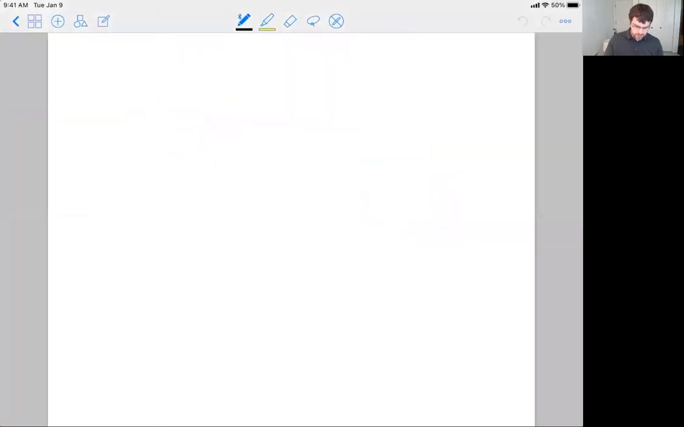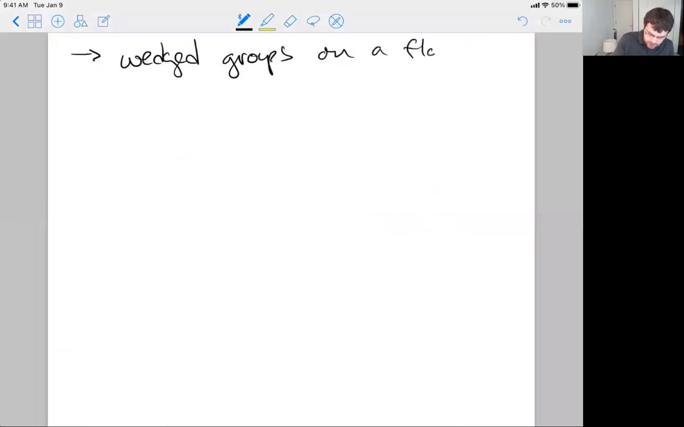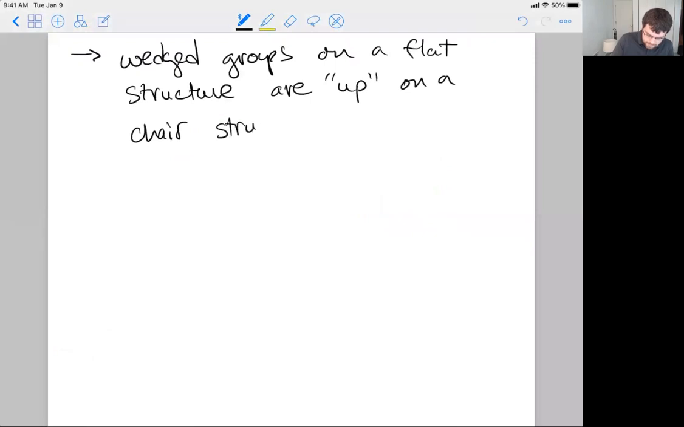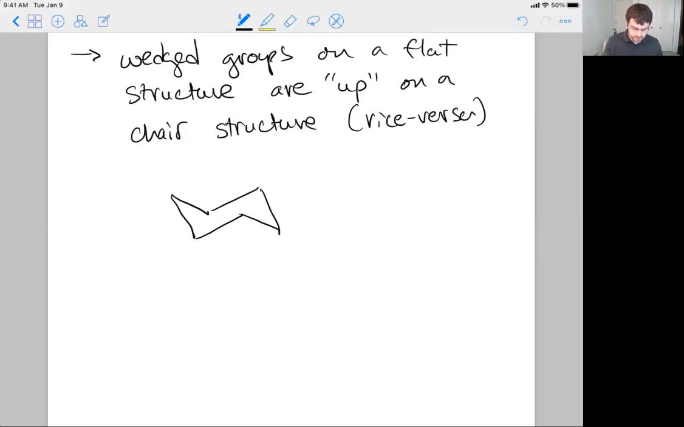Okay. So the way that chair structures work is that wedged groups on a flat structure are up on a chair structure. And vice versa. That is that if we have dashed groups on a flat structure or a hexagon, those dashed structures will translate into down groups in the chair structure. So what do I mean by an up group and a down group?